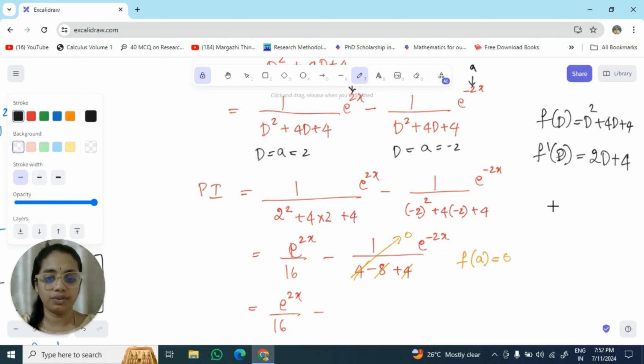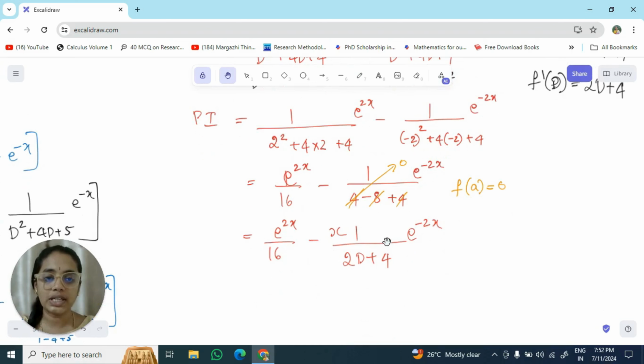I agree. So what happens? This becomes 1 by 2d plus 4. You will have to multiply an x also. Multiply x. Differentiate the denominator term. e power negative 2x. This is the rule that you'll have to follow.